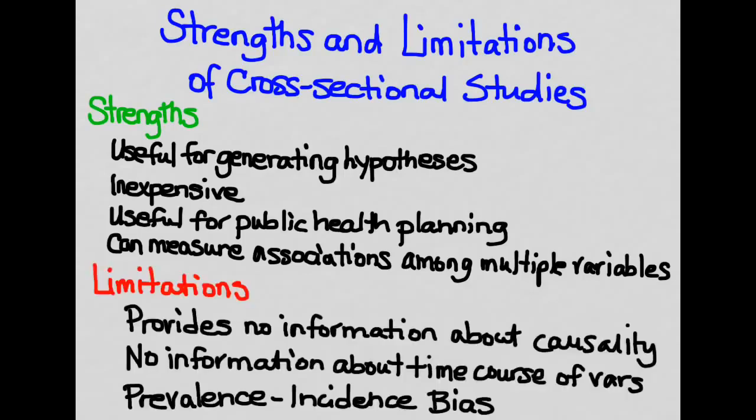And in terms of limitations, the main limitation of a cross-sectional study is that it provides no information about causality. And that's because there is no information about the time course of the variables, and because of a related bias called the prevalence incidence bias, which we're going to talk about in the next video.